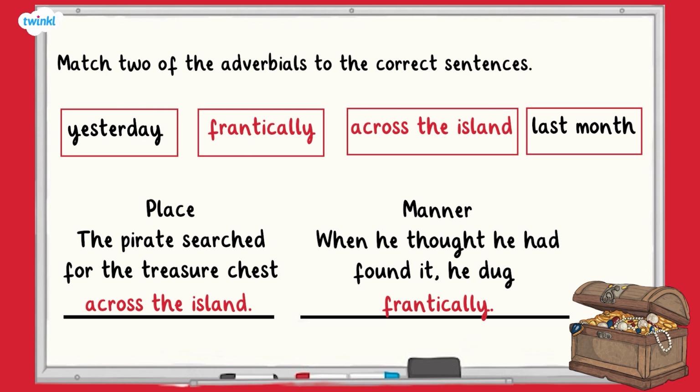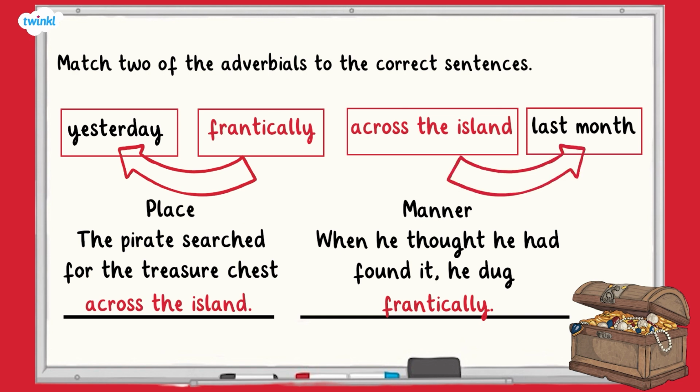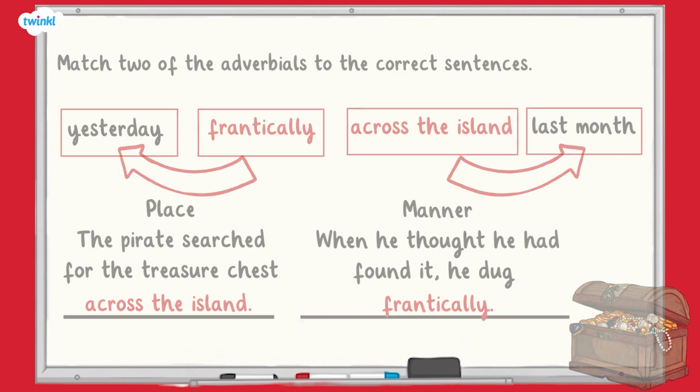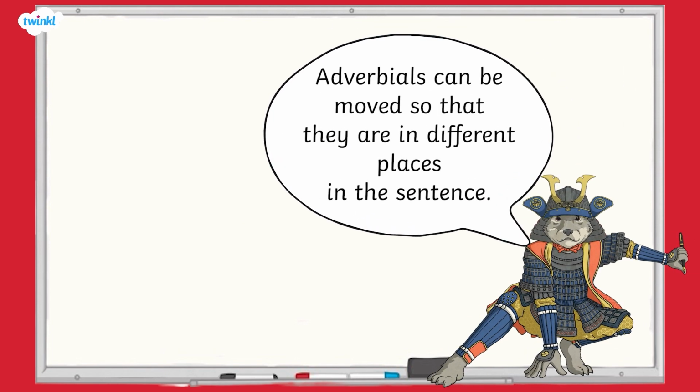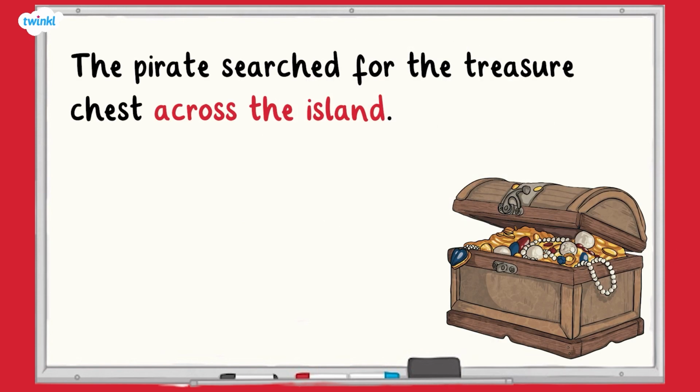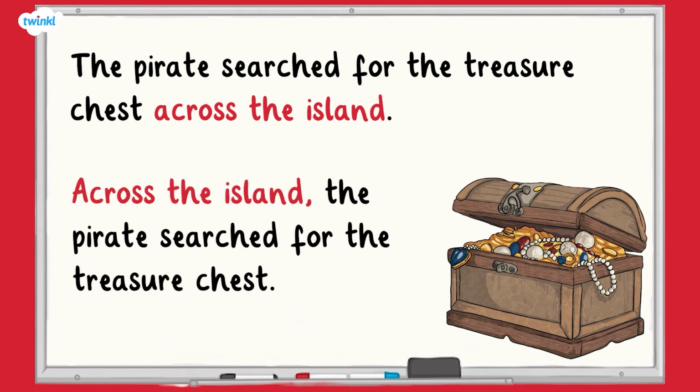Hooray! Yesterday and last month are neither adverbials of place or manner. They are adverbials of time, which we'll talk about in another video. Remember, adverbials can be moved so that they're in different places in the sentence. For example, the pirates searched for the treasure chest across the island. Or, across the island, the pirates searched for the treasure chest.